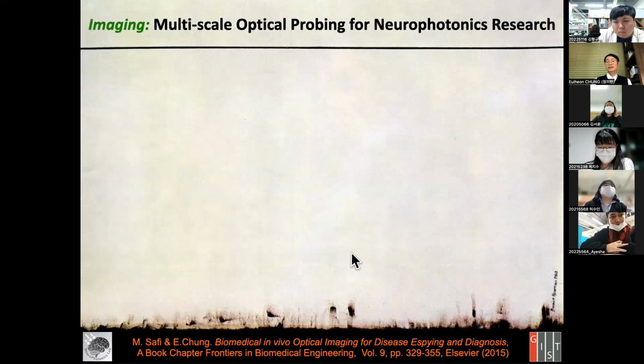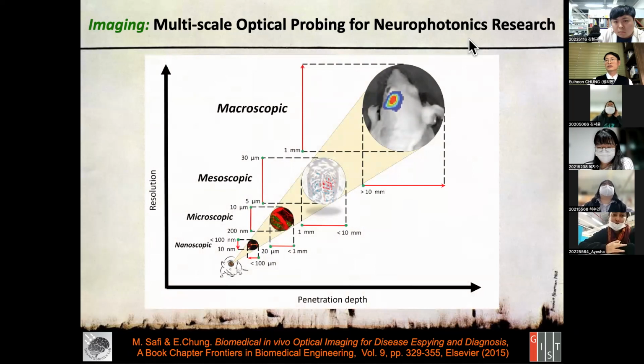First, let me discuss the imaging aspects. Obviously, our target for this neurophotonics research is the brain and nervous system, and you can consider many orders of magnitude ahead of us. For example, you can consider tumors growing in the brain. You can observe it at a larger scale, which we call macroscopic, and down to the nanoscopic.